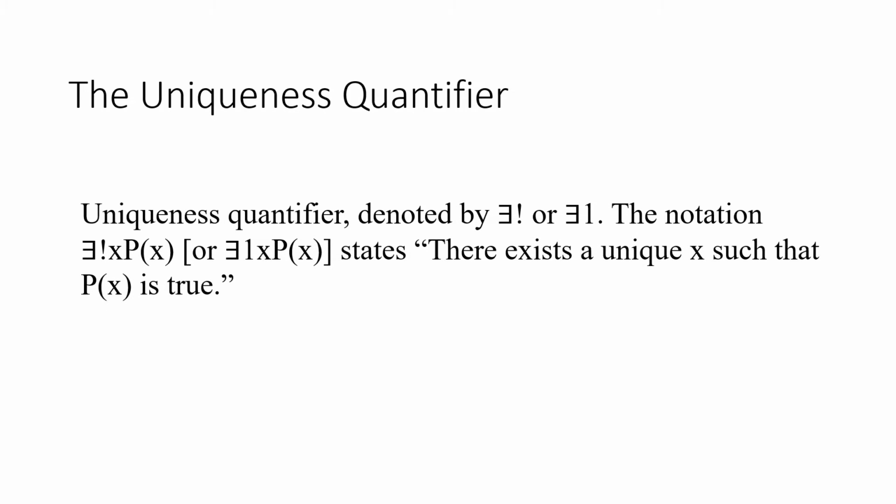Of these other quantifiers, the one that is most often seen is the uniqueness quantifier, denoted by this symbol or this symbol. The notation states there exists a unique x such that p of x is true. So this can be read as there exists a unique x such that p of x is true.